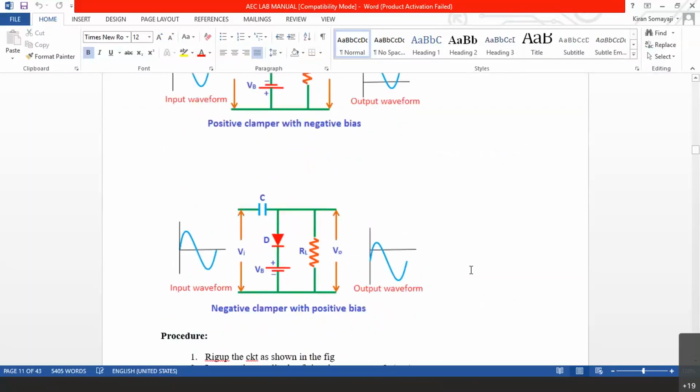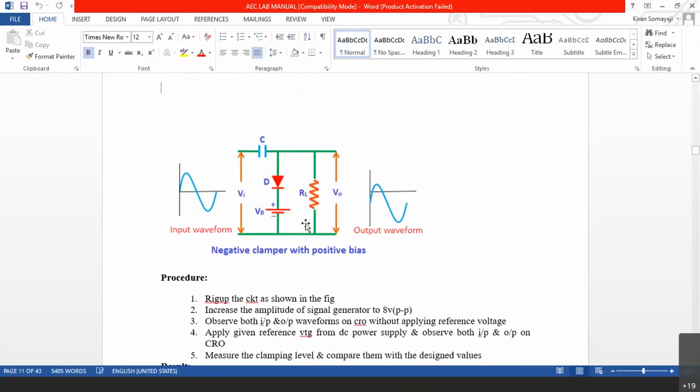See, this is the circuit now. Again, let us say this is +5, this is -5, and let us say this is +2. You can see now, the positive plate is connected to the cathode, which means the diode is reverse biased. What happens now? In the positive cycle, what happens? Can anyone now tell me, when will this diode conduct?